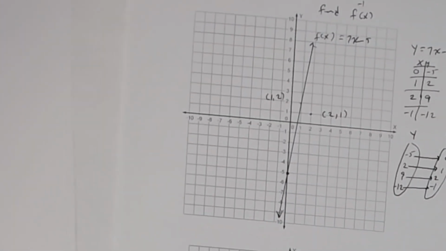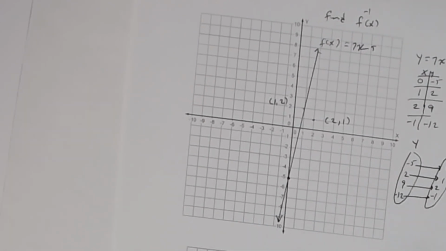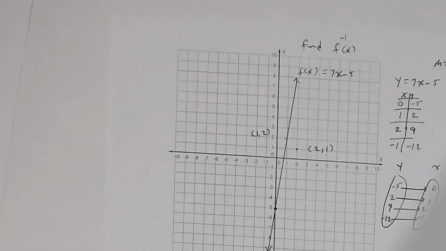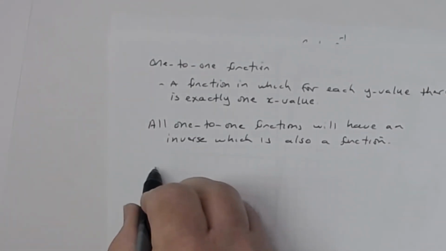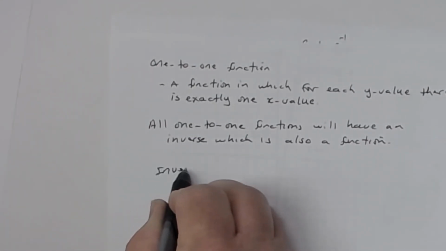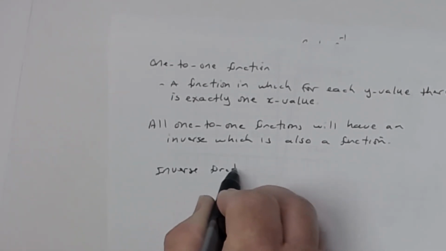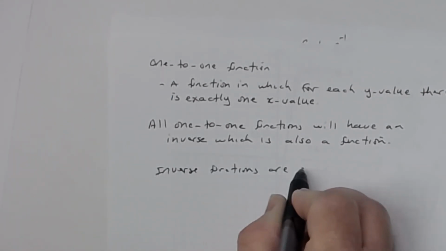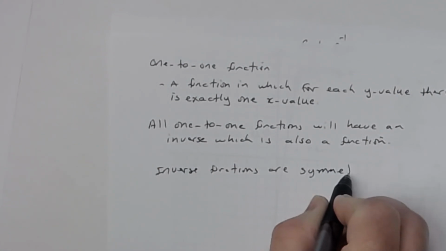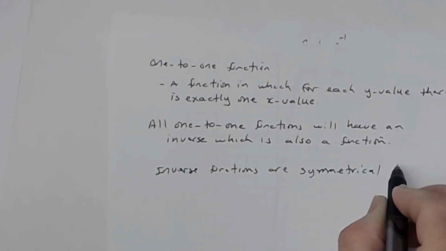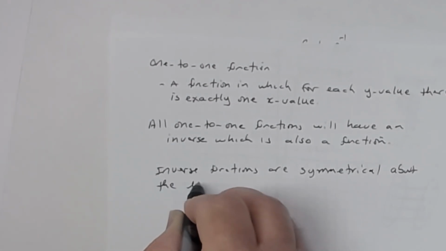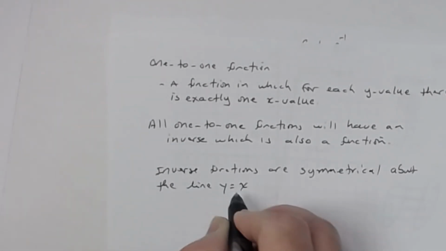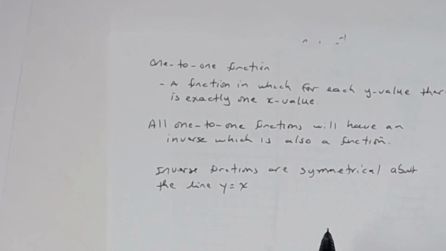All right. Now let's remind ourselves about something here. Remember, inverses are symmetrical. Let me go ahead and write this out right here so you can remember. This is kind of review as well. So inverse functions are symmetrical about the line y equals x.